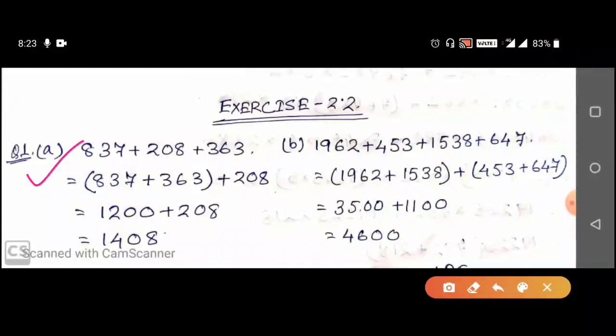So see, here it is given 837, 208 and 363. In this type of question, you have to find a number where you have zeros. Suppose here we have found 1200. Now, how to find this 1200 or any number where we have 0 so that our addition is easier? For that, first of all, you have to think of the digits given in the ones place. So see, here it is given 7, here it is 8 and here it is 3.